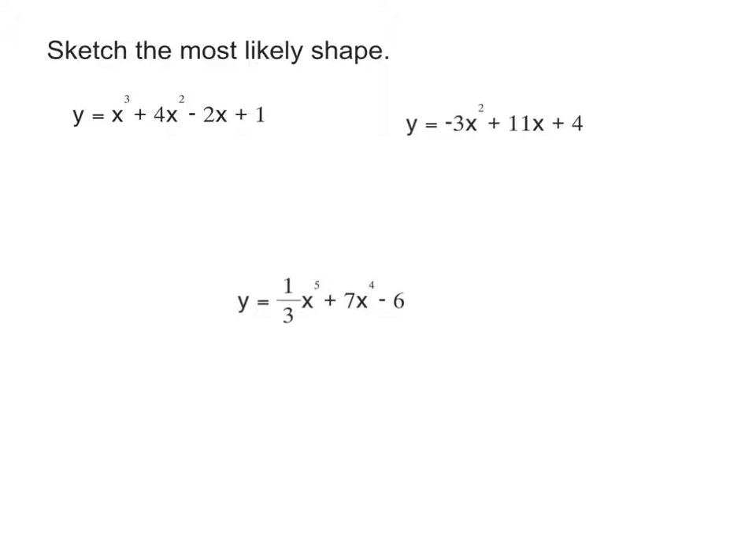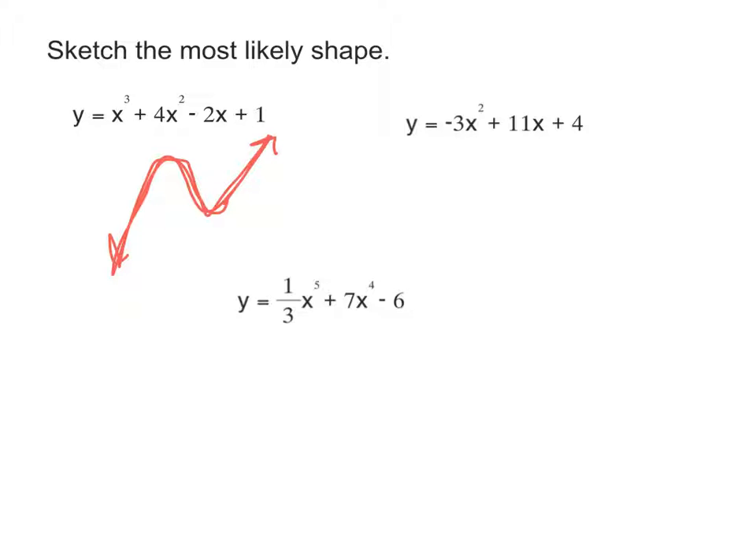All right, before we get into the rational zero theorem, I want to think about polynomials in general. First of all, y equals x cubed plus 4x squared minus 2x plus 1 is a third degree polynomial, and its leading coefficient is positive 1. Because it's positive, it's going to go up on the end. Because its degree is 3, it's going to have 2 turns at most. All right, so it's going to look something like this.